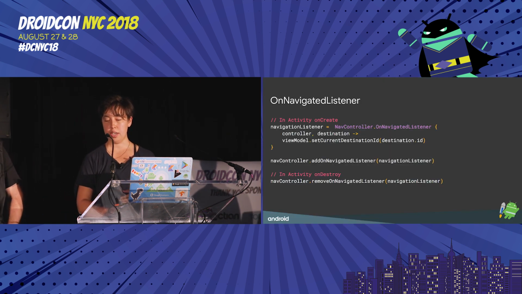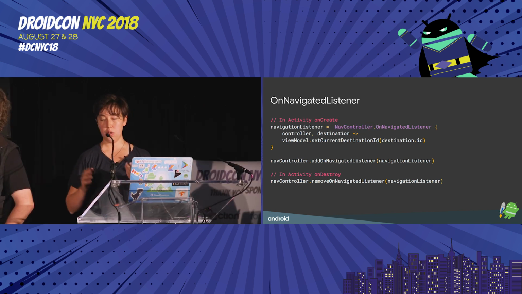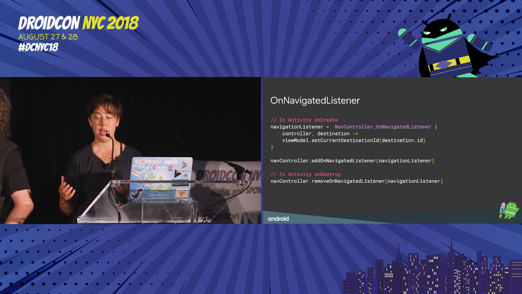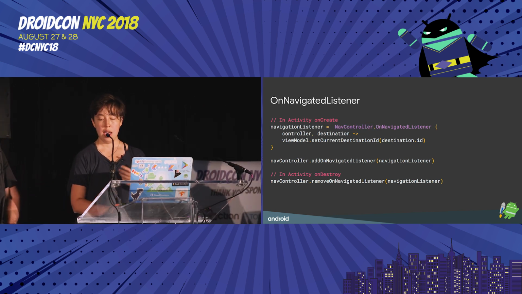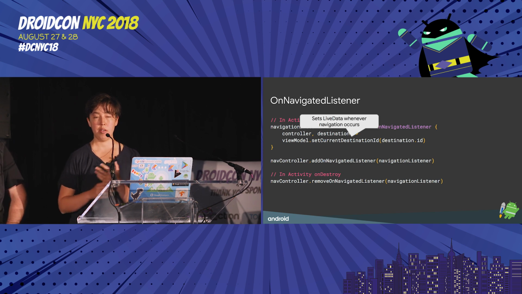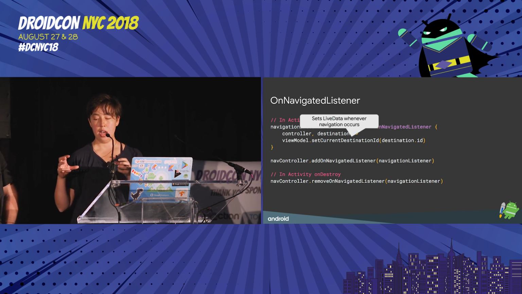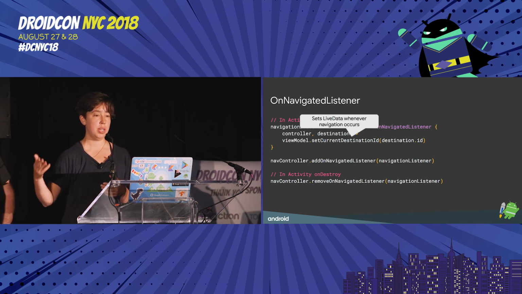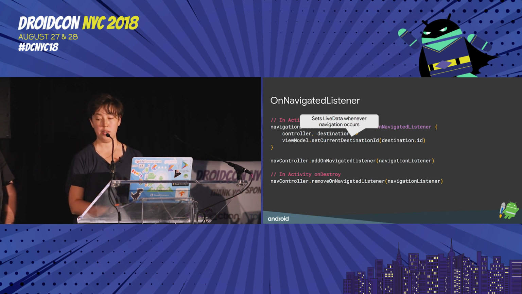So here's what the code looks like. So you take your navigation controller and you just add the navigation listener onto the navigation controller. And then you can set a command like we're seeing here to your view model to update what its current destination is. And that would then be updating that live data that we talked about before, which is in your activity view model. And then remember to remove the listener and to add the listener.